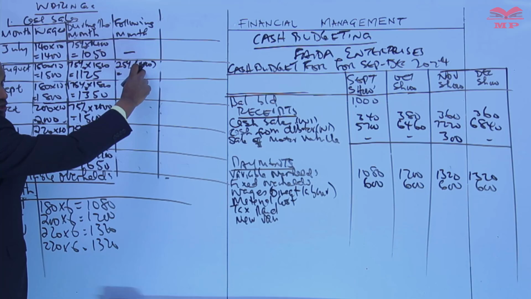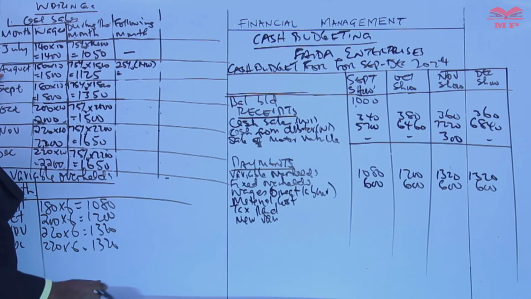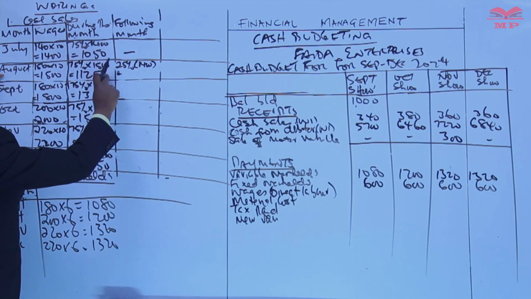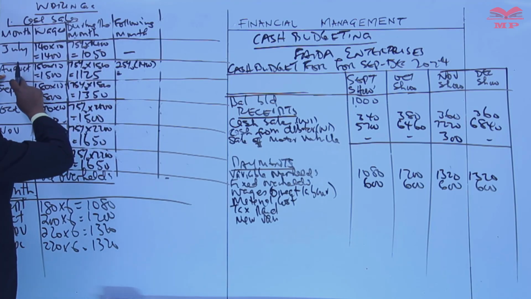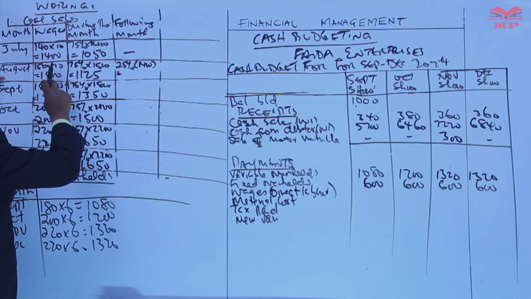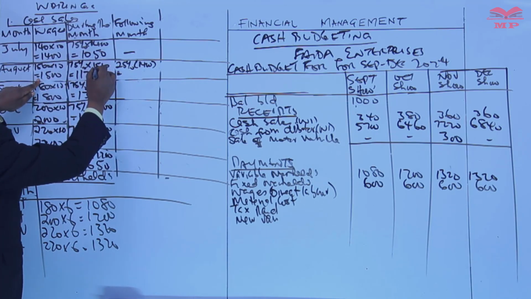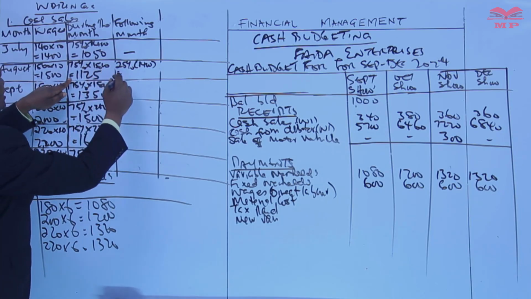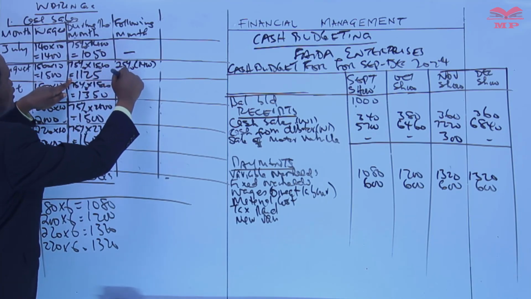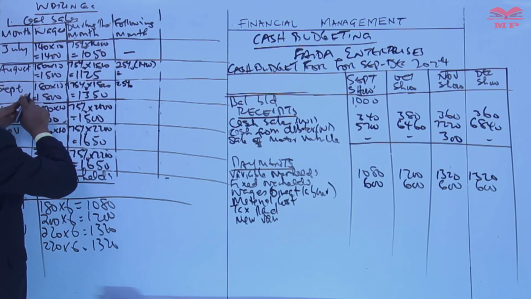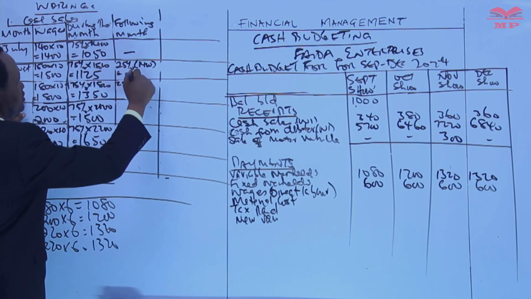Look at the board. And the wages for August, the total wages for August is 1500. 75% of 1500 is paid in August, but the 25% is paid in September. That is 25% of 1500.